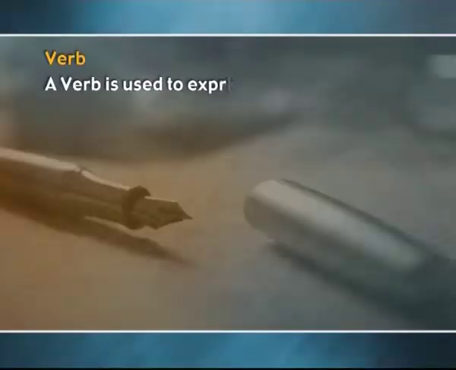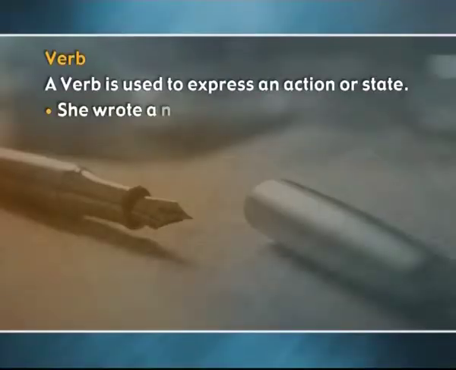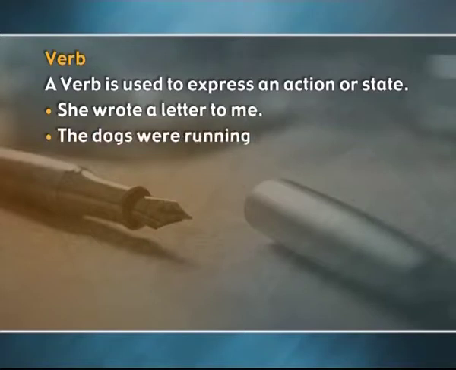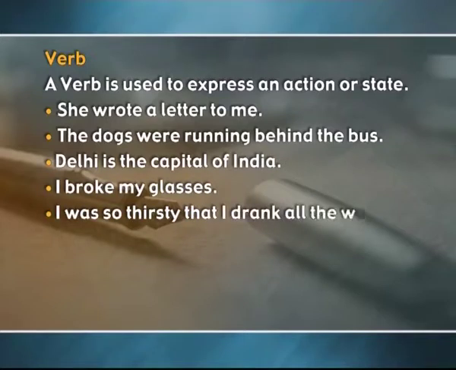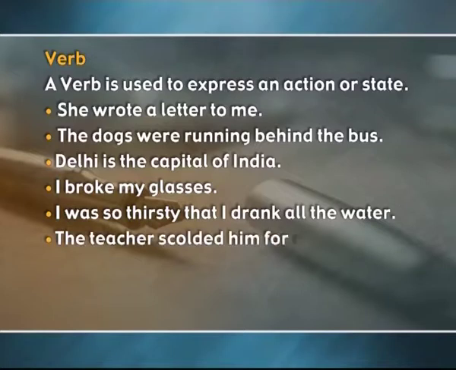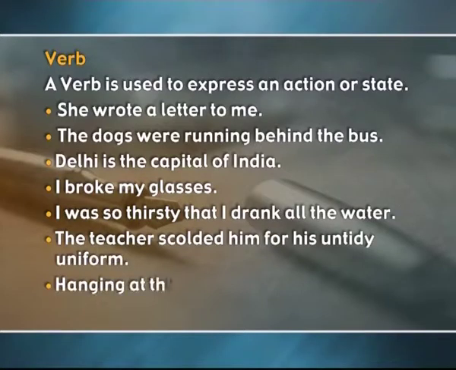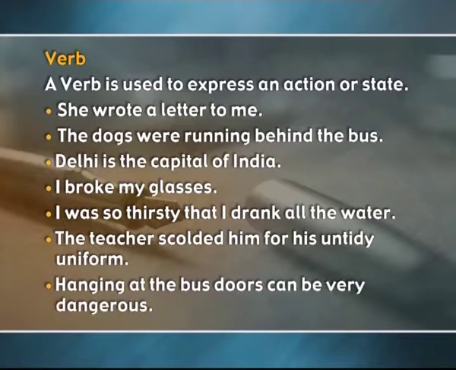Verb. A verb is used to express an action or state. Examples: she wrote a letter to me. The dogs were running behind the bus. Delhi is the capital of India. I broke my glasses. I was so thirsty that I drank all the water. The teacher scolded him for his untidy uniform. Hanging at the bus doors can be very dangerous. In the above sentences, words like wrote, running, is, broke, drank, scolded, hanging are showing an action, occurrence or a state of being in their respective sentences.